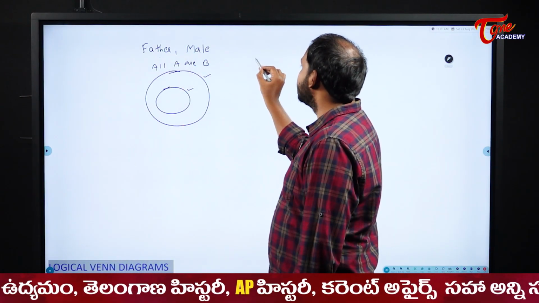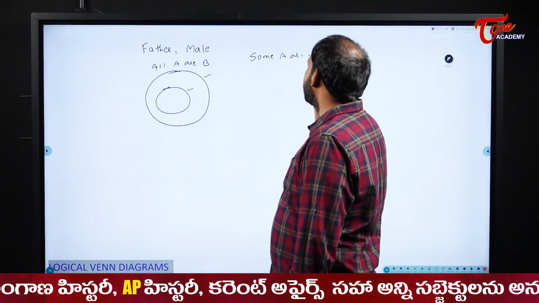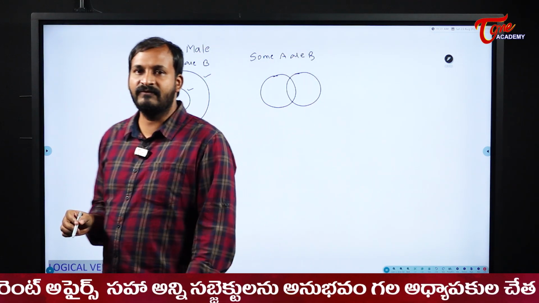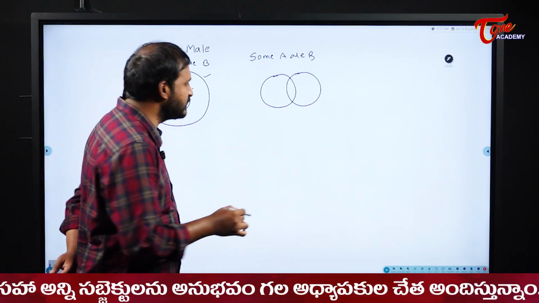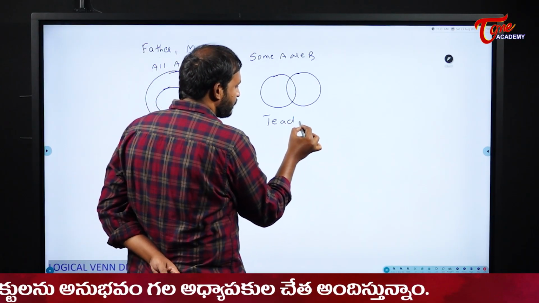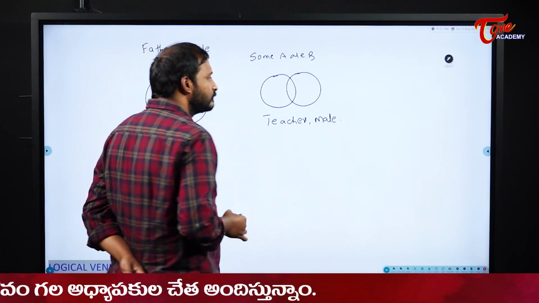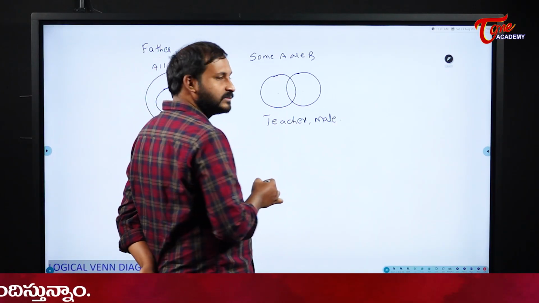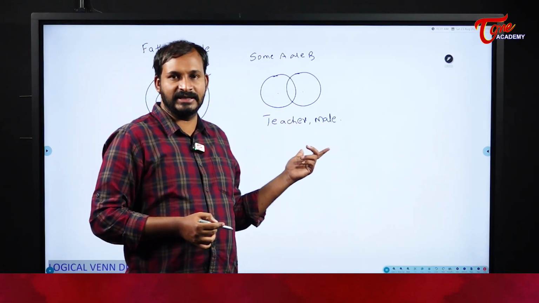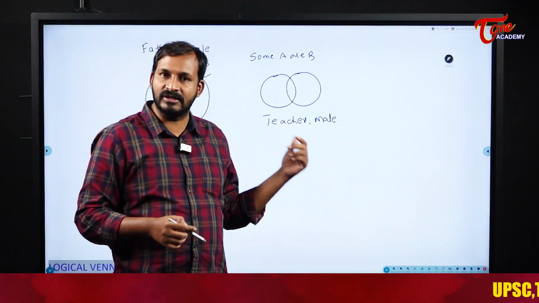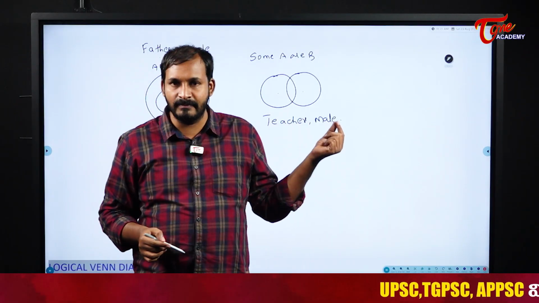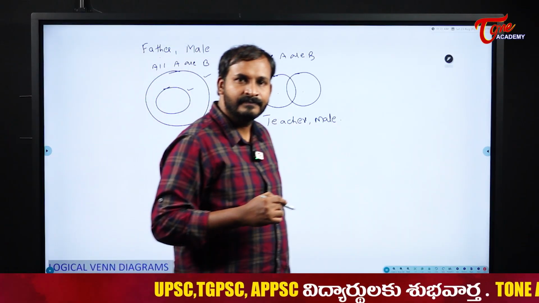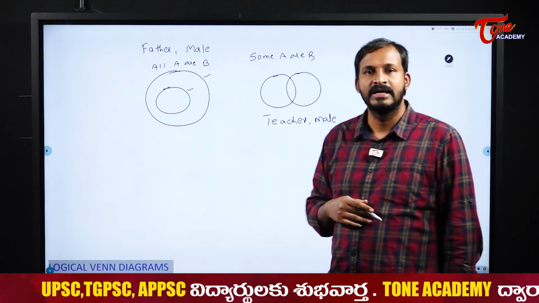Next one, some A is B. That means what? There will be some intersection between the two things. Take for example, we will take a general example, students. Teachers and male. So that means there will be some male teachers, right? It doesn't mean that all male are teachers, that is wrong. All teachers are also male, that is also a wrong concept. So definitely there will be some male who are teachers. So this is how we will write the relation between them. Is it clear? So if I want to write a some relation, this is how I will write the relation.